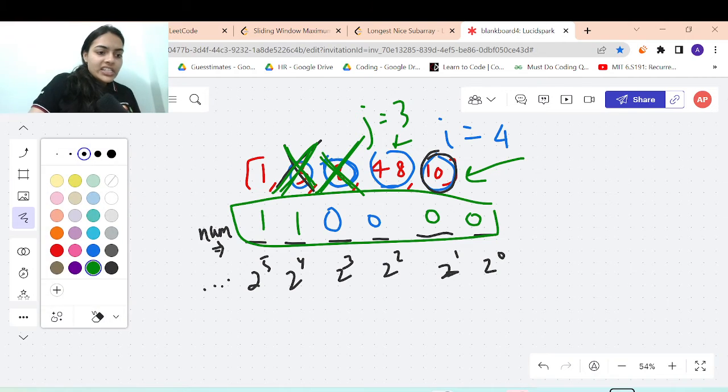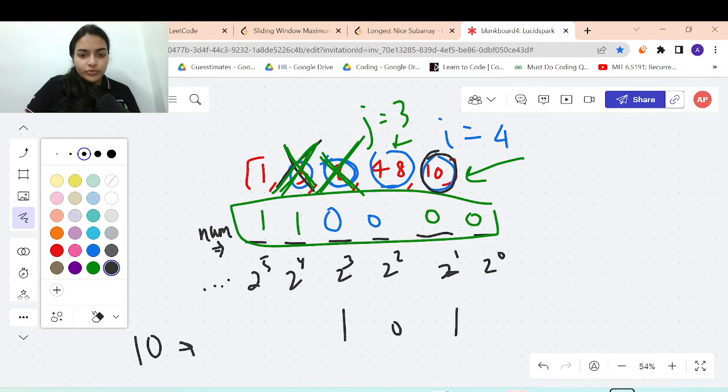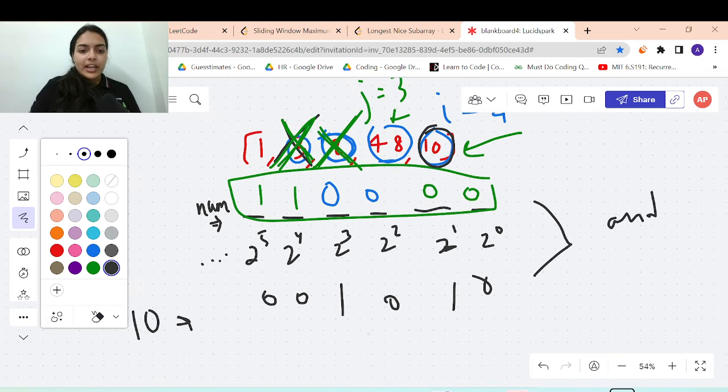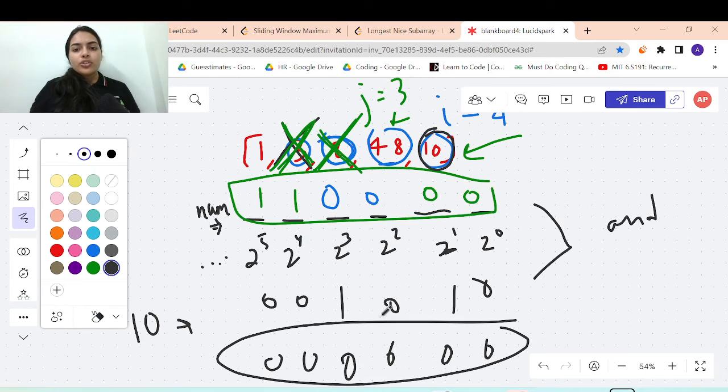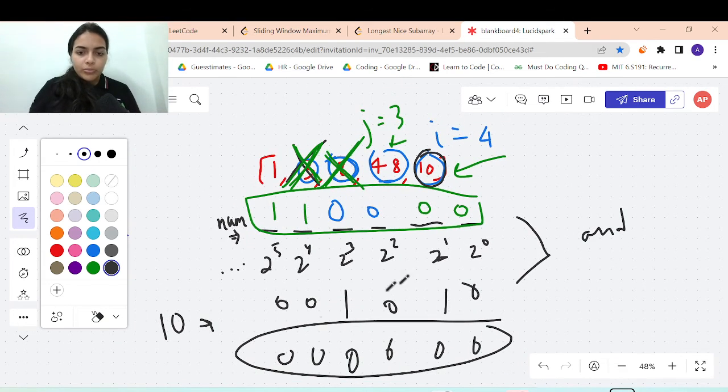Now let us again check if 10 still has a problem. What is the binary representation of 10? So 10 is equal to 8 plus 2, which is 10. Now you can see that if you take the AND of these two numbers, 10 has no problem because the AND of these two numbers is equal to 0, right? So 10 should not have any problem now because the AND is equal to 0. So you can include these numbers. Now we can go forward.